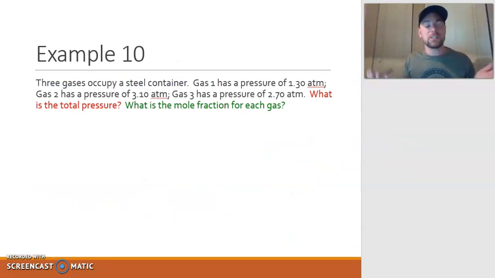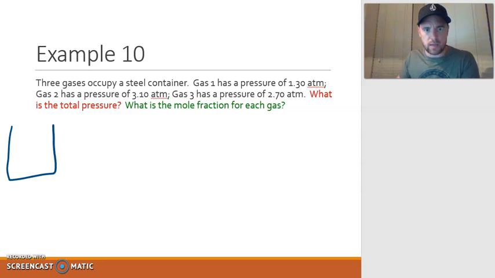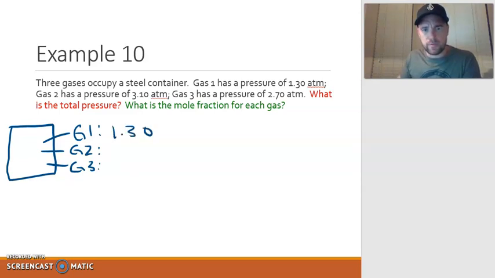Let's look at an example. Let's look at example number 10 together. Let's say 3 gases occupy a steel container. I'm going to draw that over the side here. So we have 3 gases in here: gas 1, gas 2, and gas 3. What do we know about them? Gas 1 has a pressure of 1.30 atm. Gas 2 has a pressure of 3.10 atm. And gas 3 has a pressure of 2.70 atm.